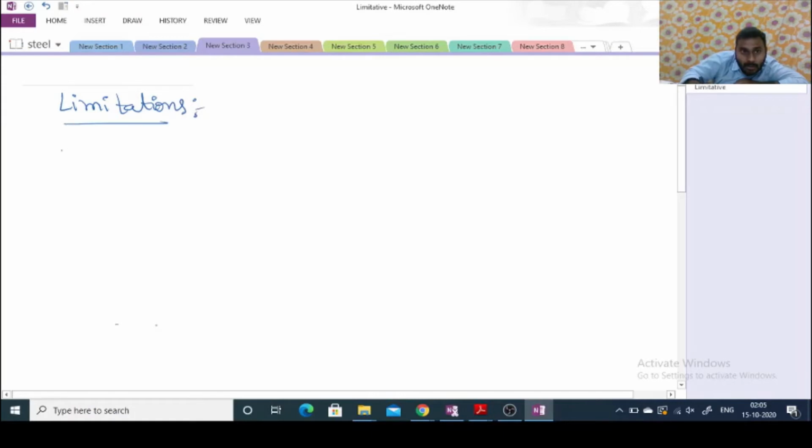Now the first limitation, if you observe, is a major drawback which gave way for other methods of design like the plastic method and the limit state method. Now what is that first limitation? Let us see. Reserve strength.